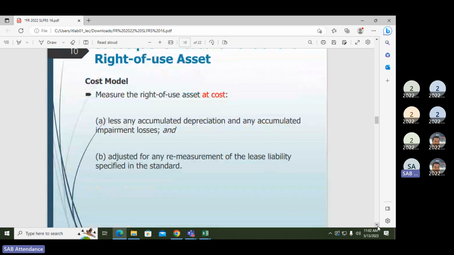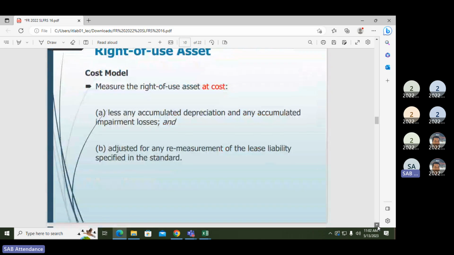So we discussed the lessee's point of view, how to account for leases in the books of the lessee, the right of use asset and the liability. Then we move to the accounting for leases in the books of the lessor. When it comes to the lessor, first you have to identify whether the lease is a finance lease or an operating lease.